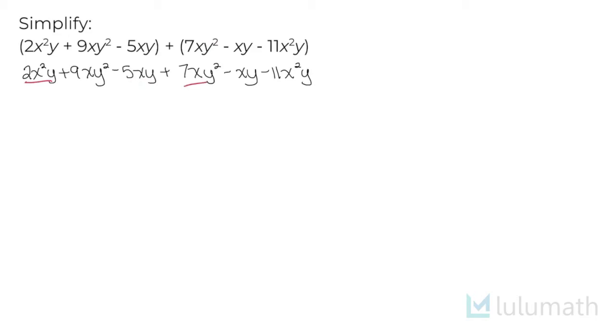This is not a like term because, again, it's y squared versus x squared. Same thing, no squareds here, so not a like term. This is a like term because x squared y is what we have here, just like we have x squared y here. So if we start with 2x squared y's and we take away 11 of them, 2 minus 11 is -9. So I end up getting -9x squared y.